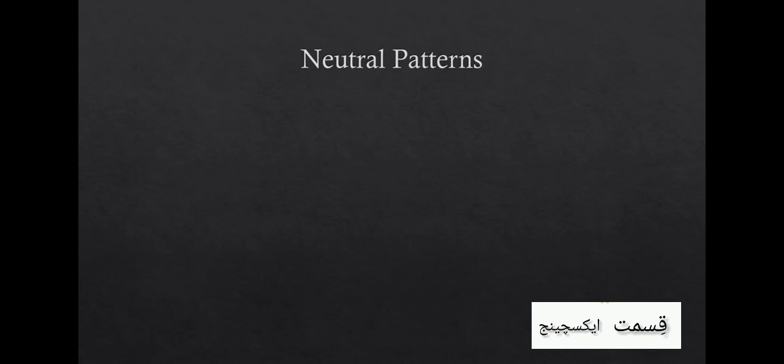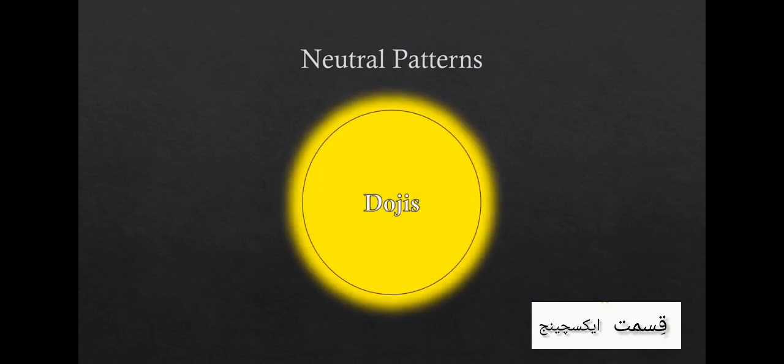The neutral patterns are formed by the doji family, which is itself formed by 5 types of doji. The main characteristic of a doji is that the opening and closing values of a candlestick are equal to one another. In other words, dojis have no candle body. That's the key to understand why dojis are a neutral pattern.